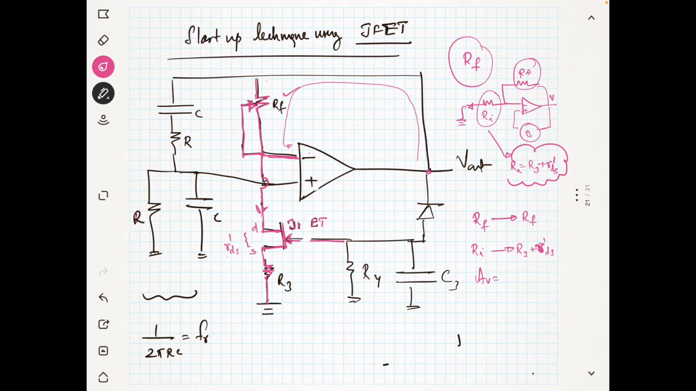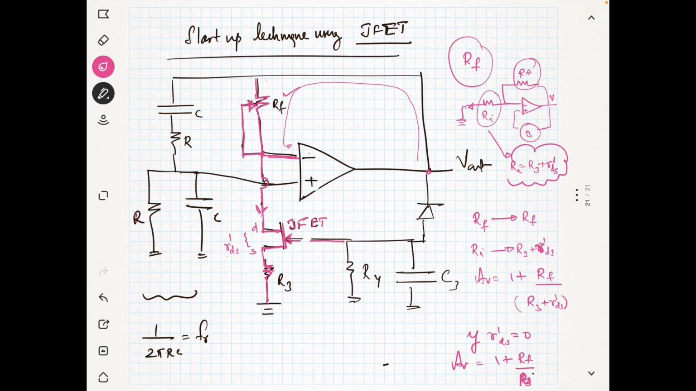So what is your voltage gain? It is 1 plus RF, which is RF itself, divided by RI, which is R3 plus R-ds. So this is your gain actually. Now, if R-ds is equal to 0, if there is no resistance or if the Jfet is conducting fully, that means if R-ds is equal to 0, then what will be the gain? AV is equal to 1 plus RF by R3.